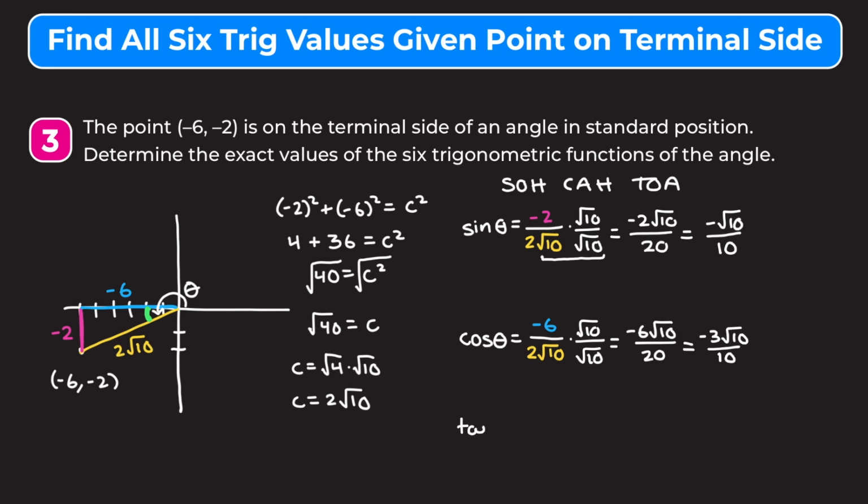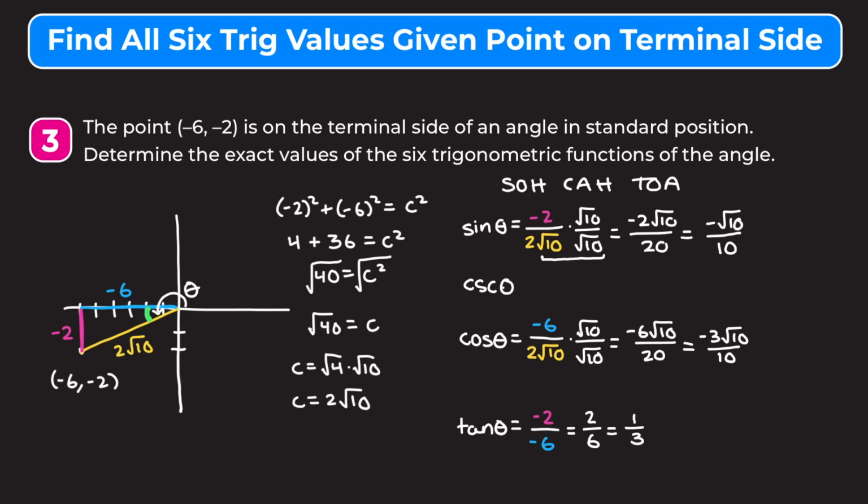And now let's just do the tangent. Tangent is OH, so it's opposite over adjacent. Opposite is -2. Adjacent is -6. And we're just going to simplify this. We have 2 negatives, so it's really positive 2 over 6, which simplifies to positive 1 over 3. And now we are going to use these, just find the reciprocals to find the other 3 trig values.